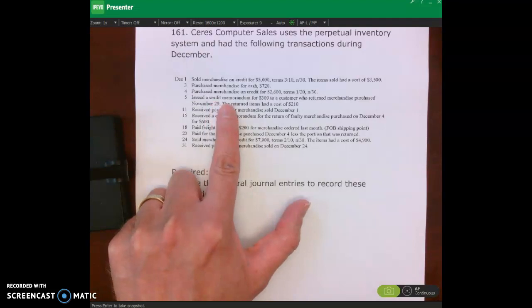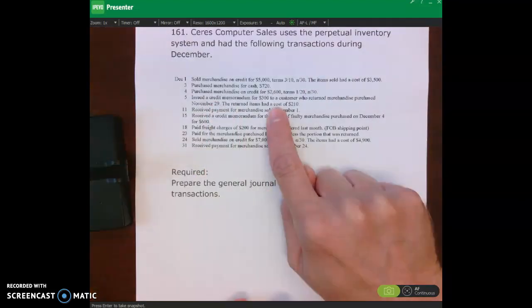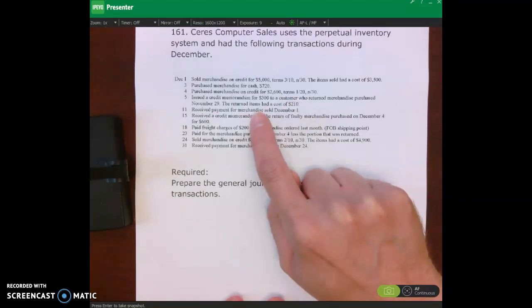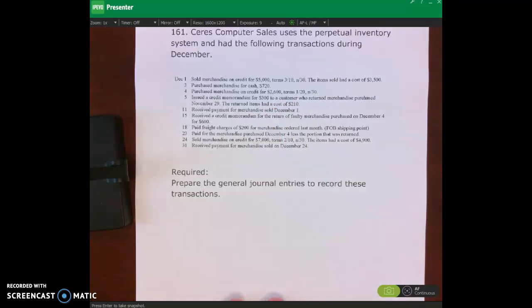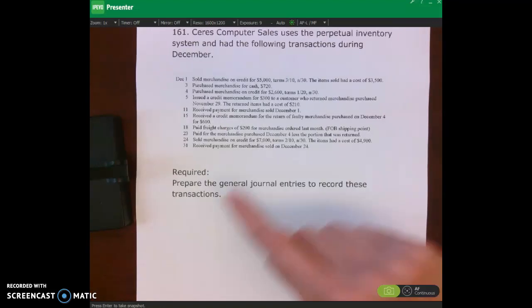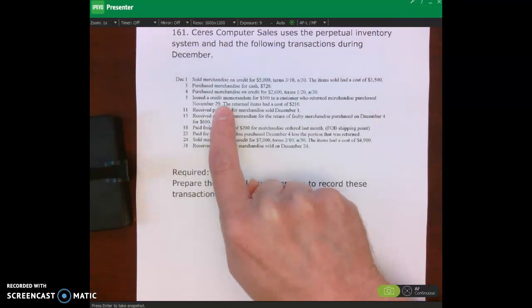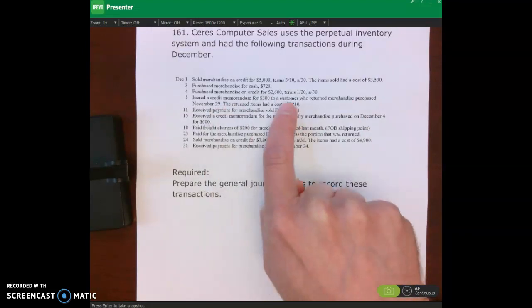Issued a credit memorandum for $300 to a customer who returned merchandise purchased November 29th. The returned items had a cost of $210. Okay, so what's going on here? Is this a purchase return, purchase allowance? Is this a sales return or sales allowance? Because you can see there's merchandise being returned. Well, this is a sales return. Okay, how do I know that?